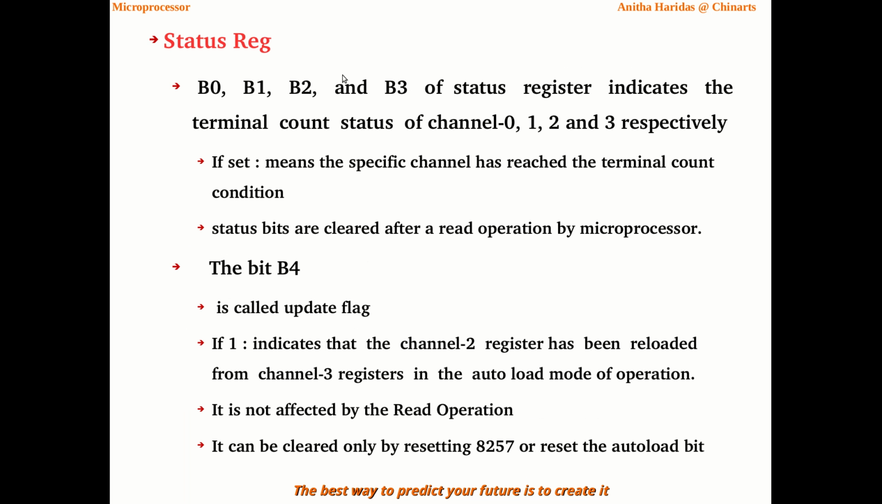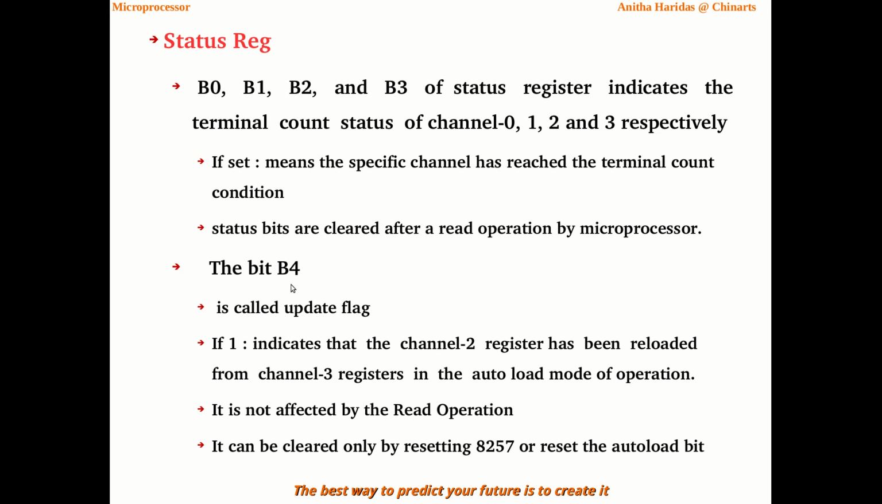Then we have the status register. Again, if 1000 is in the address line, then the status register will be enabled, and B0 to B3 of the status register indicate the terminal count status of channel 0 to 3. If a bit is set, it means the specific channel has reached the terminal count condition. Status bits are cleared after the read operation by the microprocessor. So it is used for specifying the status of all the 4 channels.